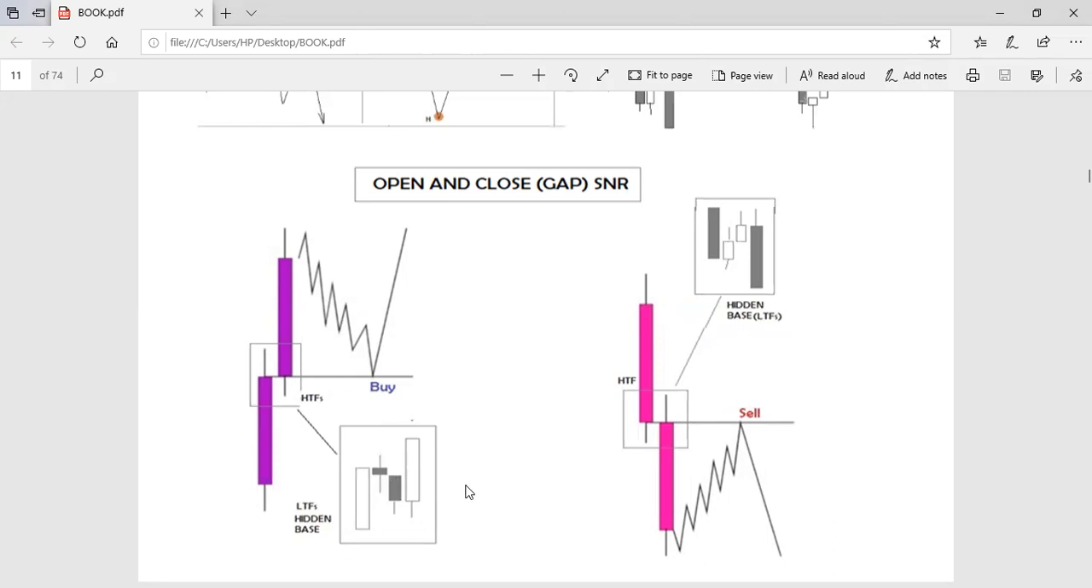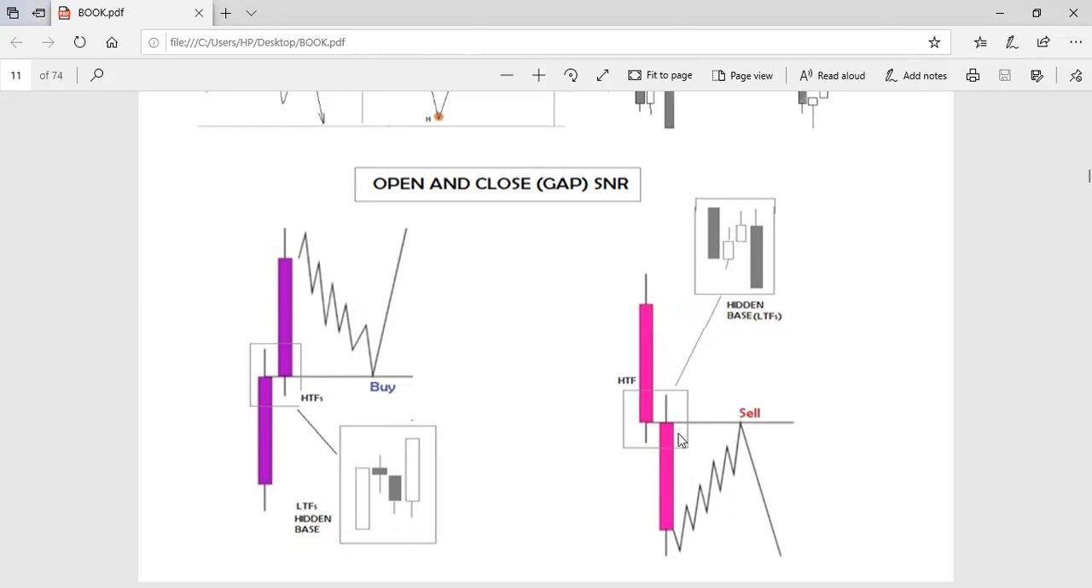It has created what we call a zone here, right? But it's hidden. We'll talk more about that in subsequent editions. How to see that in a lower time frame what is hidden in a higher time frame? We call it a hidden SNR. You can call it hidden SNR or a gap SNR or open and close.